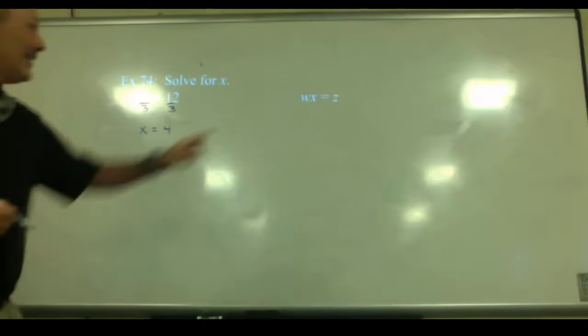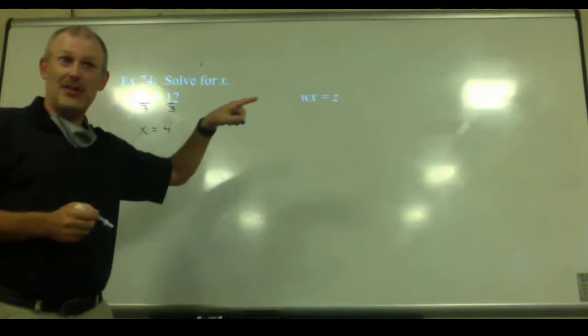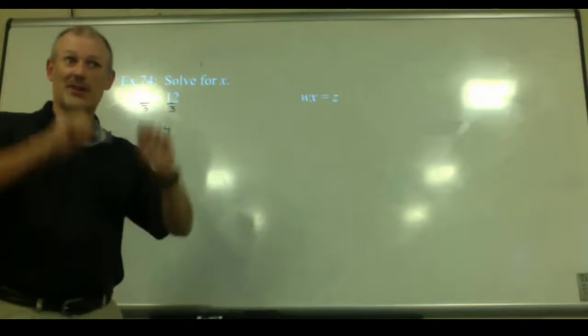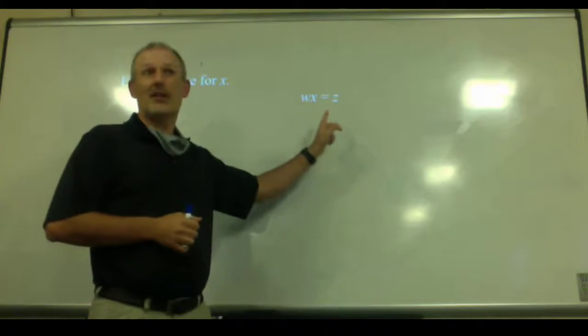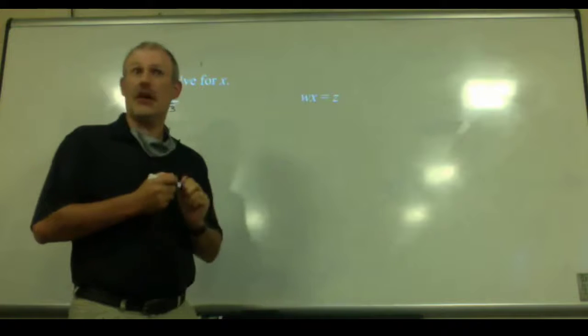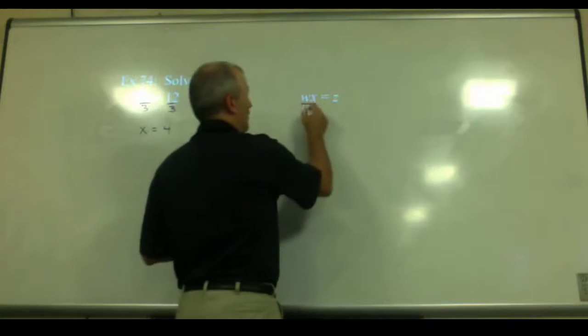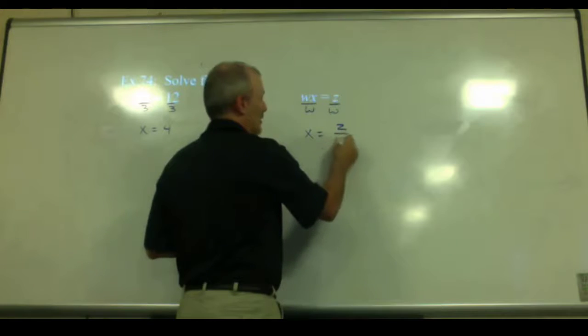If we're trying to still solve for x, if we're trying to get the x by itself, what do we have to get rid of? And you guys got really good at telling me last week what we had to get rid of. So what do we have to get rid of here? The w. And how will we get rid of it? We'll divide on both sides. So we will divide by W, and our answer is x equals z over W.